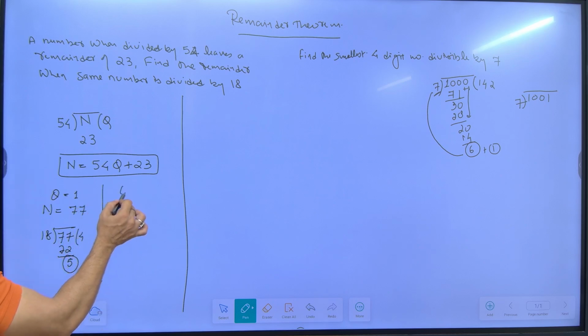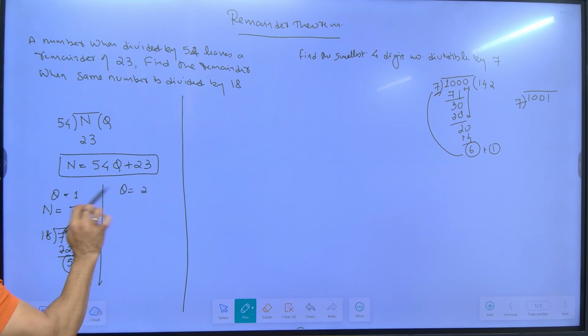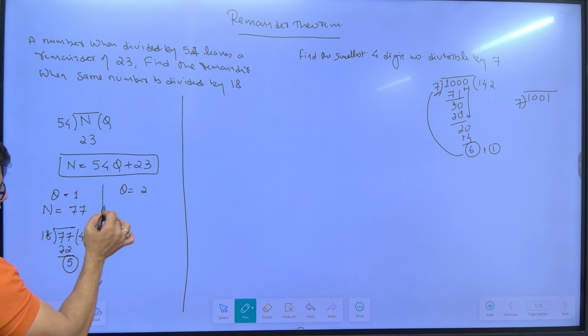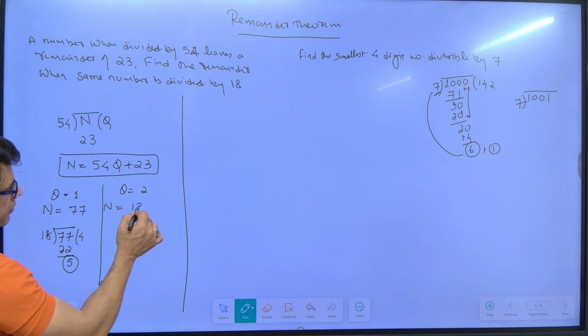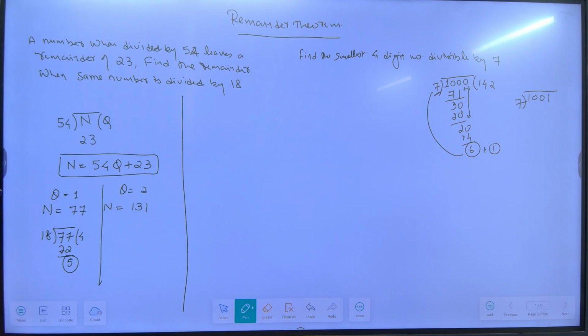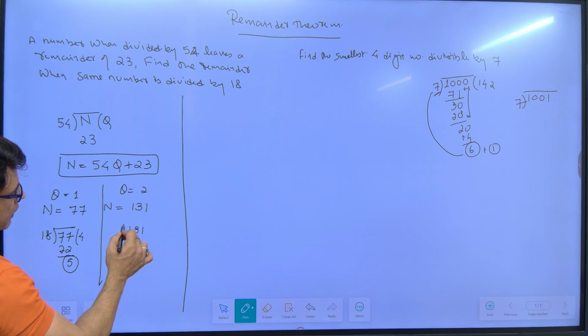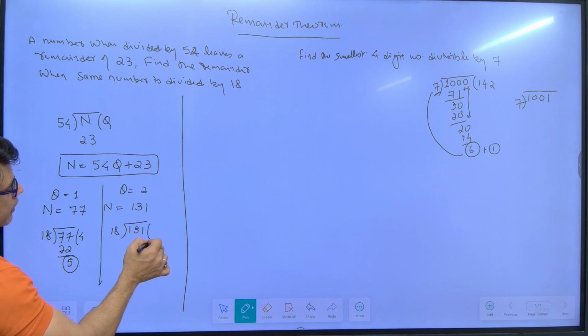Now put q is equal to 2. I'm doing trial and error. Let's see what happens. So the n will be equal to 54 into 2 is 108. 108 plus 23, 131, right? Now divide this 131 with 18.